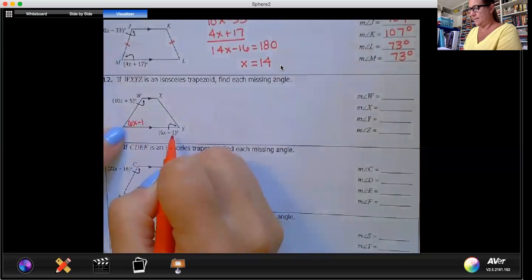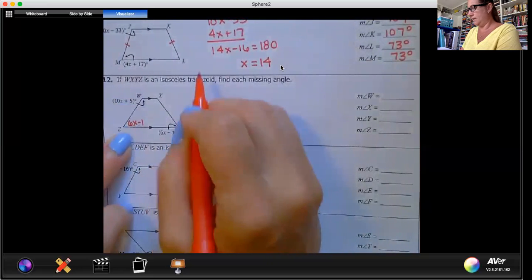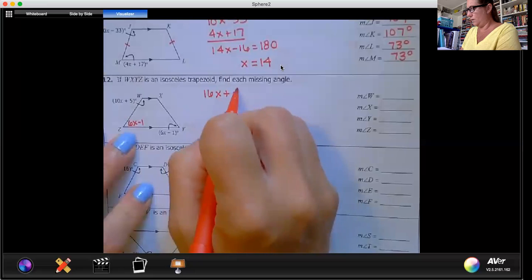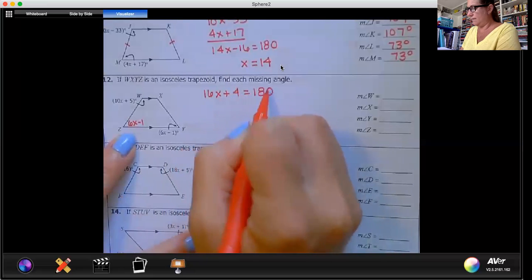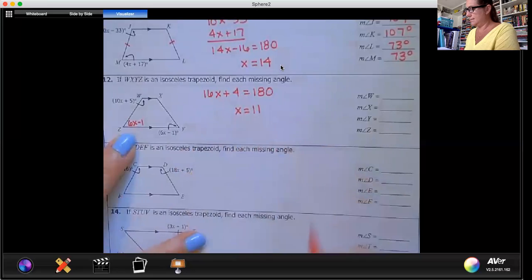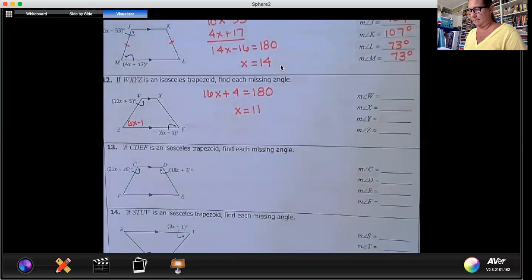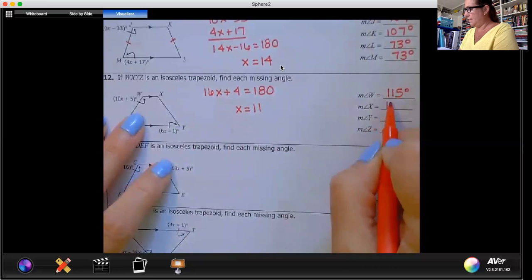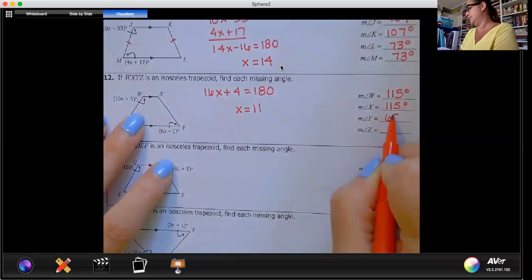6x minus 1, base angles are congruent. Supplementary here. So 10 plus 6 is 16x plus 4 equals 180. Subtract 4, divide by 16. And 10 times 11 plus 5, W and X are 115. And 180 minus 115 is 65.